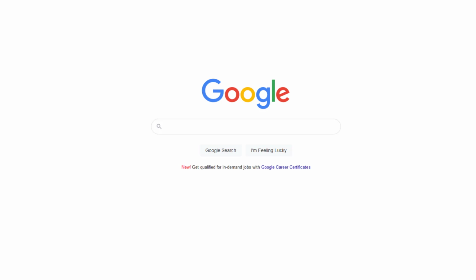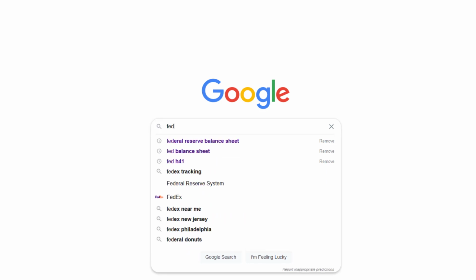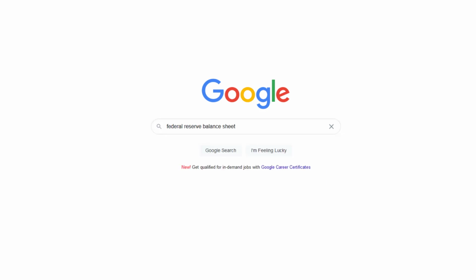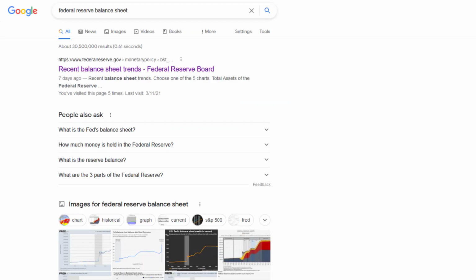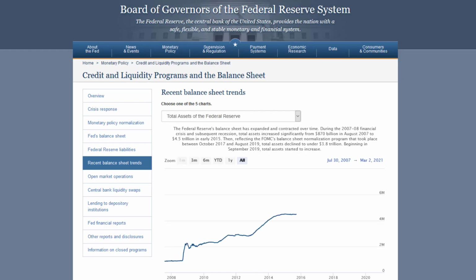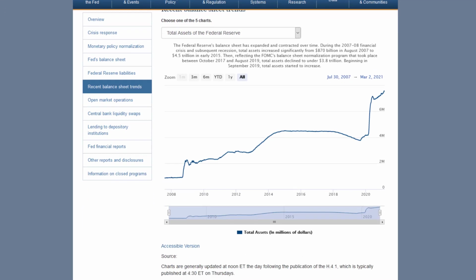But if you want to go find the Federal Reserve's balance sheet, you can just go to Google and type in Federal Reserve. You can see I've done this before. This brings up the federalreserve.gov website. We can click on that, and boom, here is the current balance sheet for the Federal Reserve. And this updates usually about once a week to every 2 weeks or so.